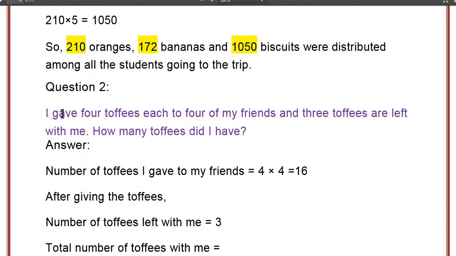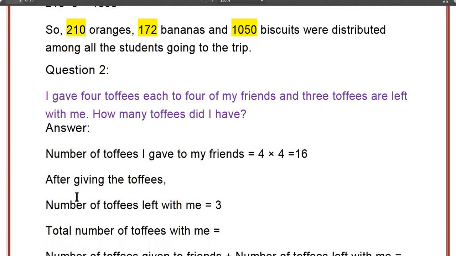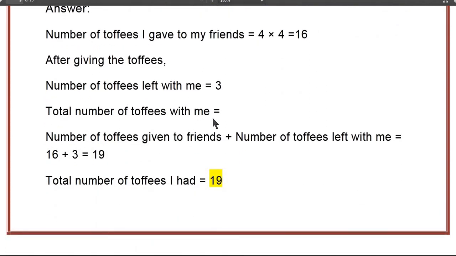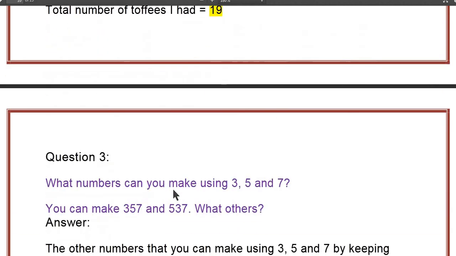Question number 2. I gave 4 toffees each to 4 of my friends and 3 toffees are left with me. How many toffees did I have? Answer. Number of toffees I gave to my friends is 4 into 4, which is equal to 16. After giving the toffees, number of toffees left with me is equal to 3. So total number of toffees with me is equal to number of toffees given to friends plus number of toffees left with me. 16 plus 3 is equal to 19. So total number of toffees I had is equal to 19.